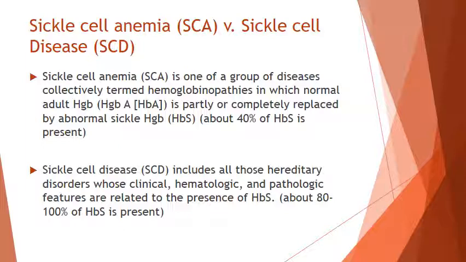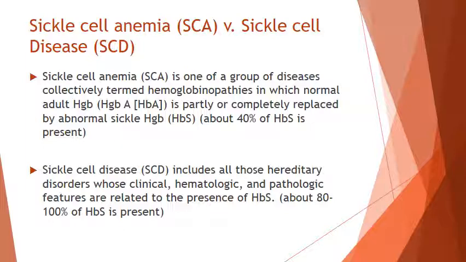And in sickle cell anemia, this is where the normal adult hemoglobin, known as hemoglobin A, is partly or completely replaced by abnormal sickle hemoglobin S, which, S stands, of course, for sickle. In sickle cell anemia, about 40% of hemoglobin S is present instead of the hemoglobin A.